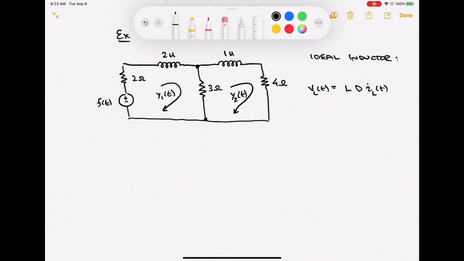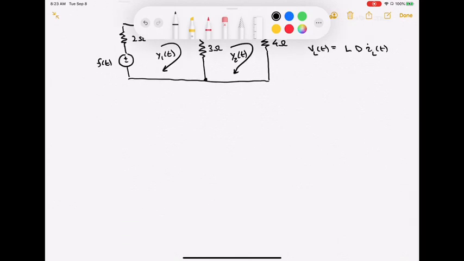What I'm going to do is some loop equations here. I'm just going to look at the voltages around a loop. They have to all sum up to be 0. This is Kirchhoff's voltage law, KVL. And we can start with this first loop in here.